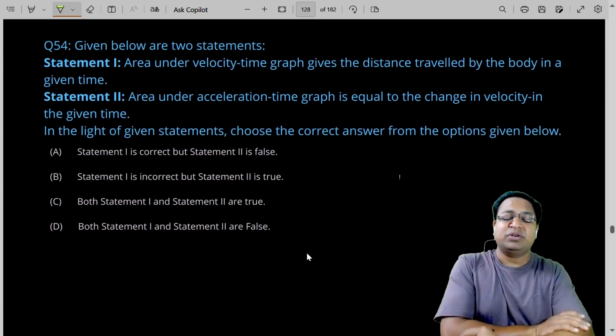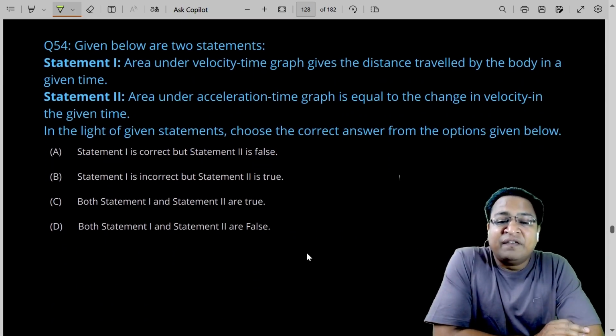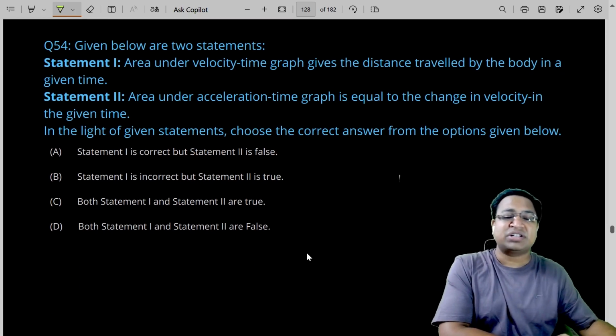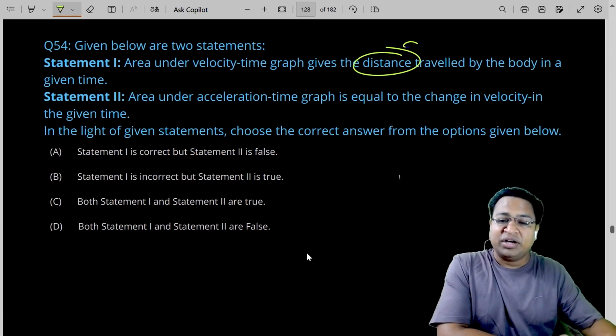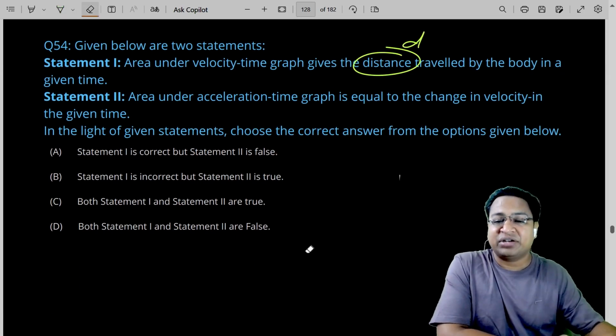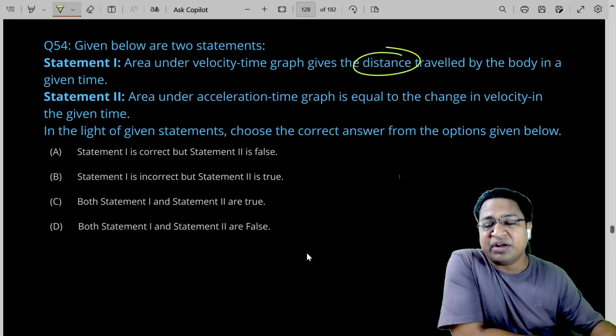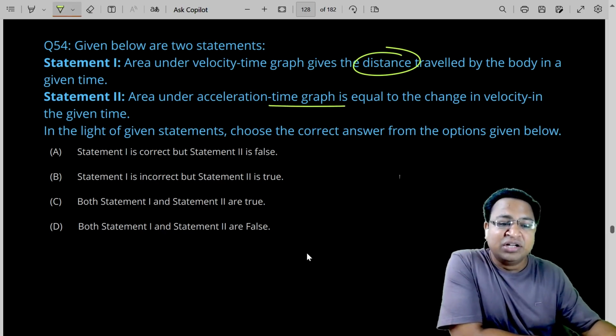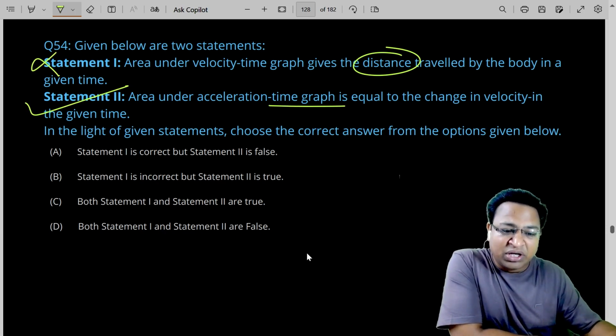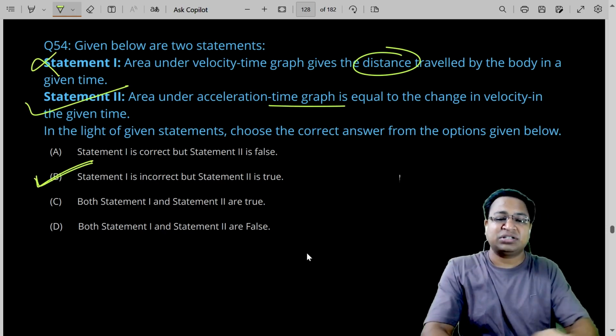Next, we move to question number four. It says area under velocity time graph gives the distance traveled by a body. Now, this is wrong. It should be displacement to make it right, because it is distance, so the statement is wrong. Okay, area under the acceleration time graph is equal to the change in velocity. This is correct. So statement one is false, statement one is incorrect, and statement two is correct. So option B would be the right answer here.